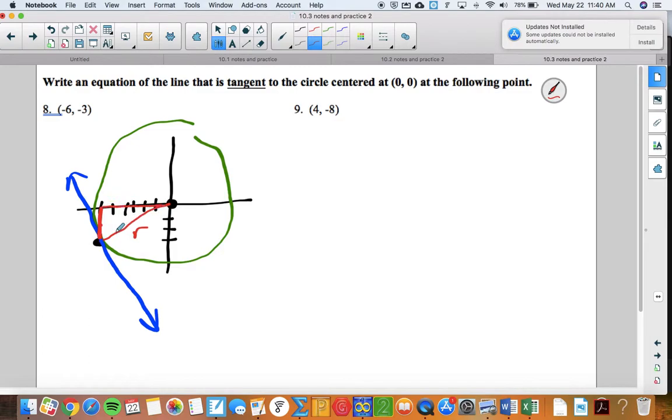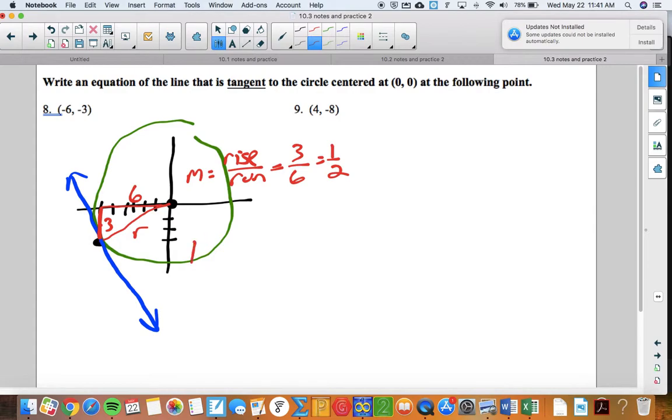So the radius is going to be, now I'm not thinking distance of the radius, but I will need to know the change in the x's and the y's. So the change in the y's here is 3. It's 3 steps up, and the change in the x's is 6. It's 6 steps over. So slope is rise over run. So the slope of my radius is 3 over 6, which is 1/2.